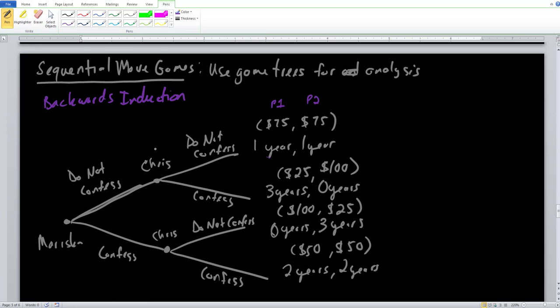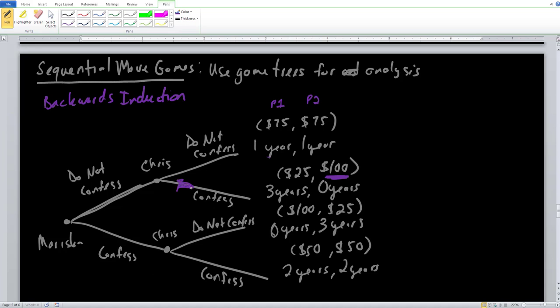So if Chris is player number 2, as we read from right to left, what decision would be the best thing for Chris to do if we ever reach this situation right here? Should he not confess or should he confess? If he does not confess, he gets $75 or 1 year in prison. If he confesses, he gets $100 or 0 years in prison. So which one's going to be the best thing for Chris to do? He wants to get 0 years in prison. He wants this $100. So therefore, Chris knows that if his decision ever comes up this path, he is always going to want to confess.